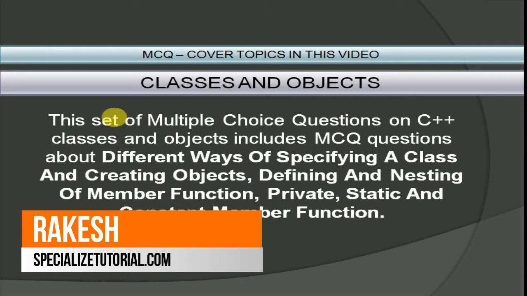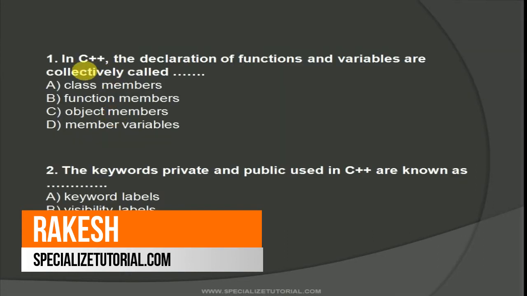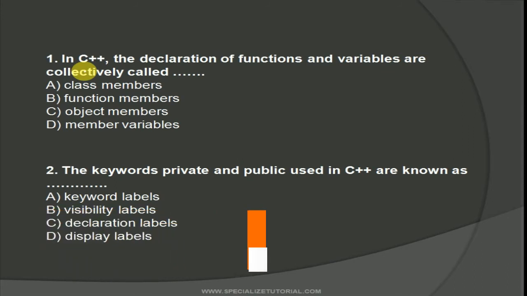So just start. So first question, in C++, the declarations of functions and variables are collectively called. So class member, function member, object member and member variable. Obviously class member.